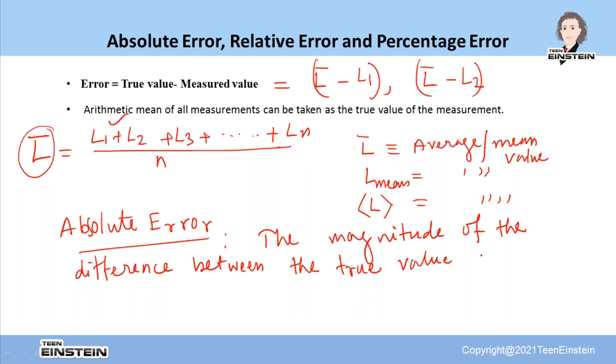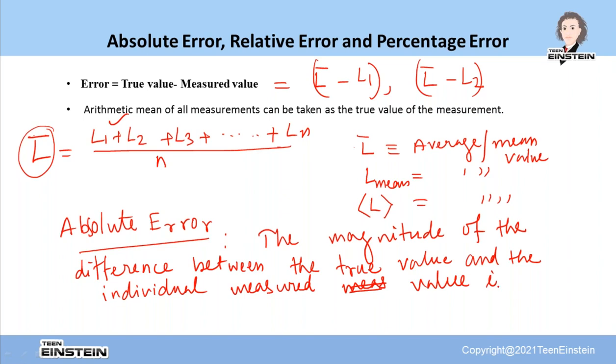The true value and the individual measured value. Sorry, measured, I have written. Measured value is called the absolute error. I think there is no doubt in this sentence, this definition.